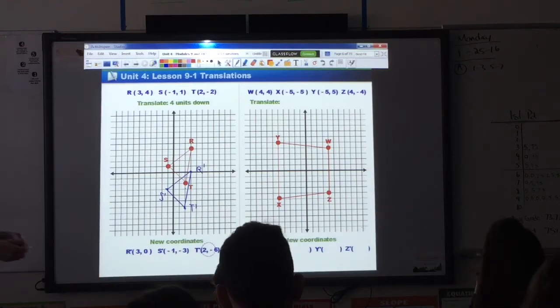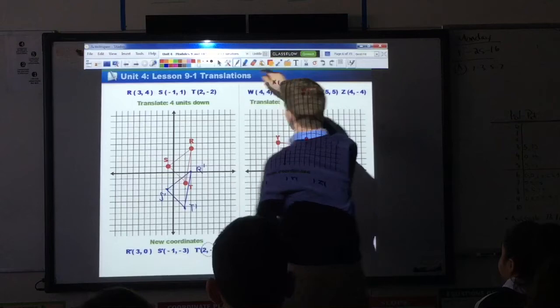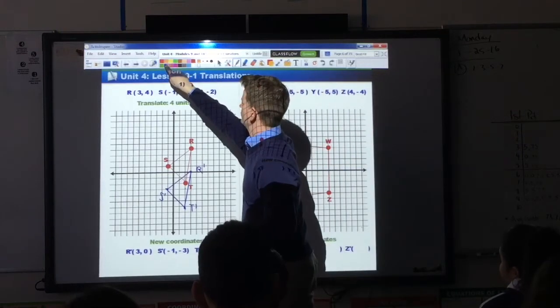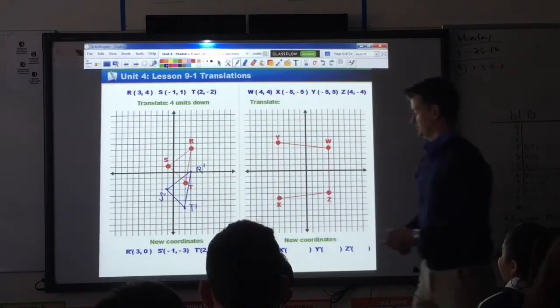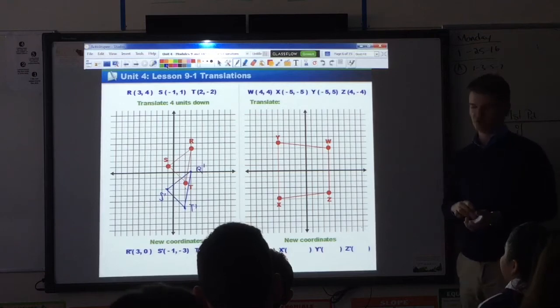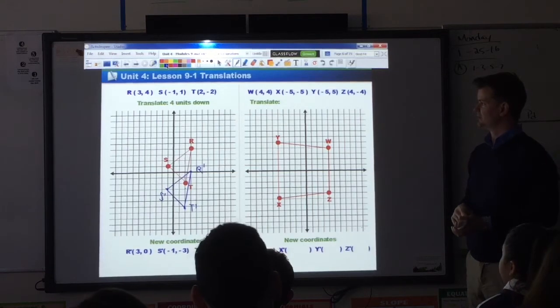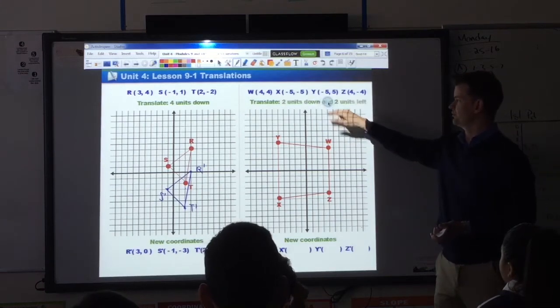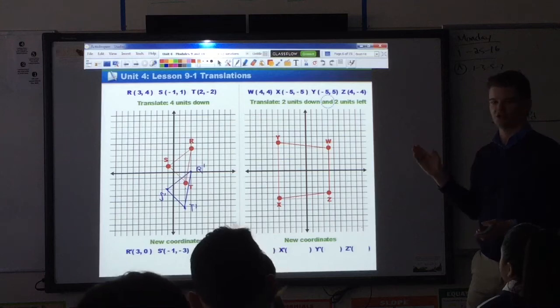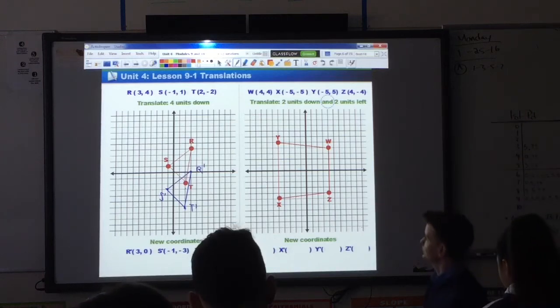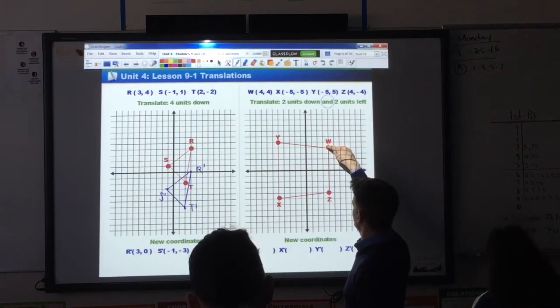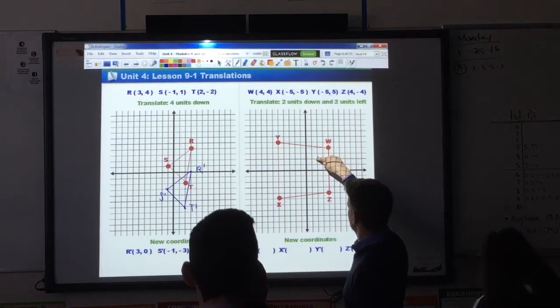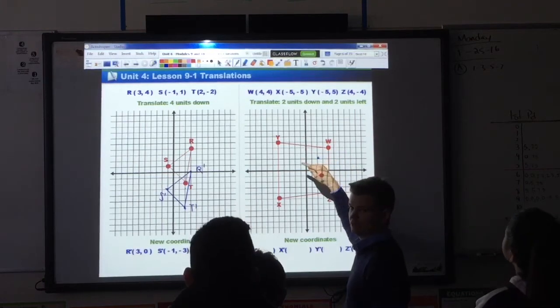All right. So we officially translated triangle SRT to SRT prime. We're now going to move over to the trapezoid W, X, Y, Z. What point do you guys want to start with? W. Notice that this time, we're not just moving in one direction, we're going 2 down, 2 left. So we'll start with W, and we go down 2, 1, 2, left 2, 1, 2. This is no longer W, it's W prime.